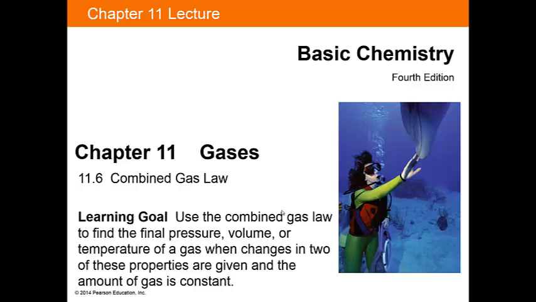But in the back of your mind, I know you were thinking, man, somehow this is all going to come together. And this is where that actually happens. So, learning goal: use the combined gas law to find the final pressure, volume, or temperature of a gas when changes in two of these properties are given and the amount of gas is constant. Still, we need the moles to be constant. But with that relationship, as long as the moles are constant, we can find other things.